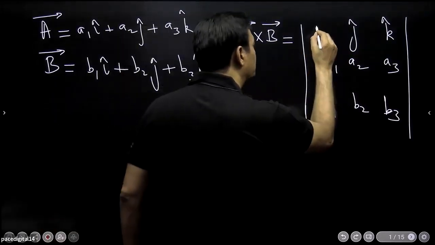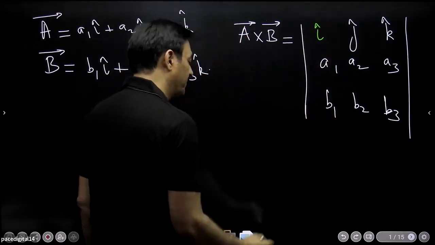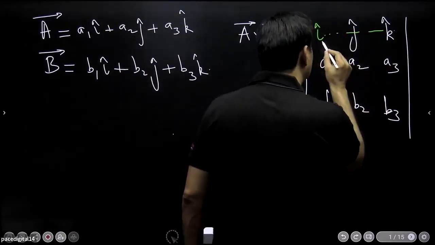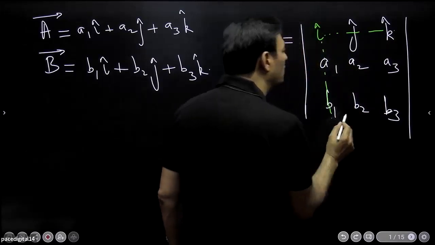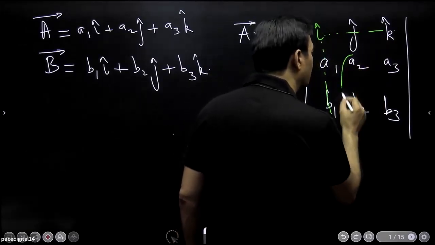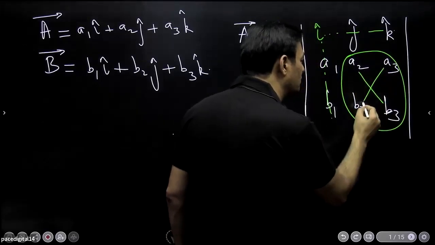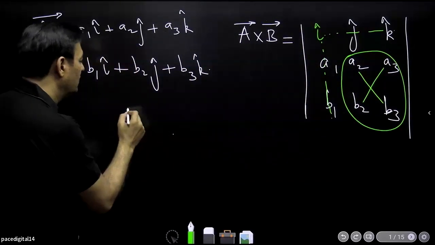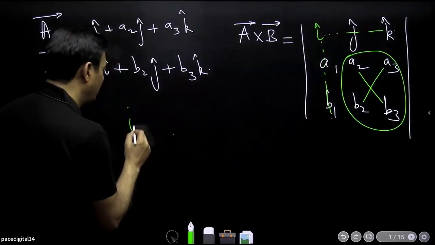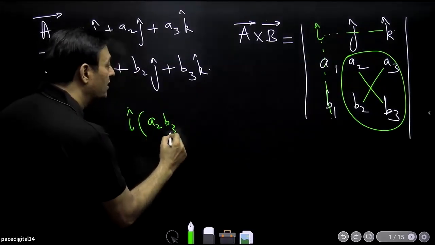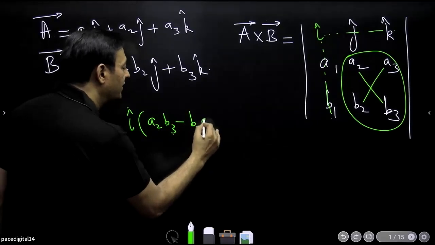let's take i cap. Suppose I am opening for this, then what will you do? Forget this row and this column. Now what is left? This. And what will you write? This into this minus this into this. So you will write this is equal to i cap into (A2 B3 minus B2 A3).